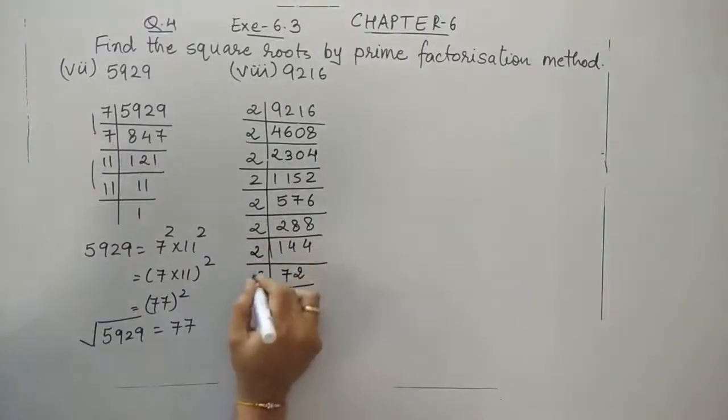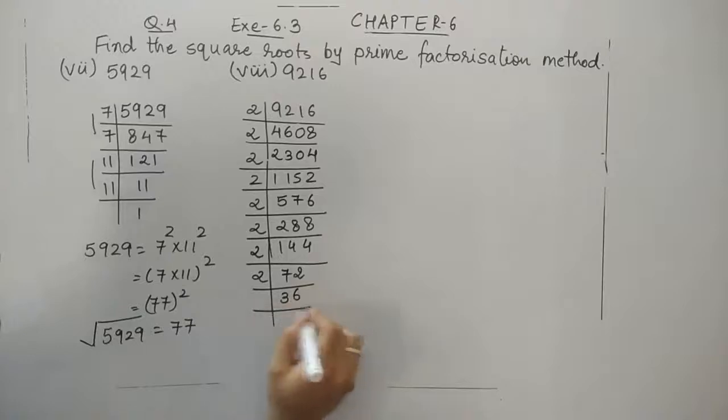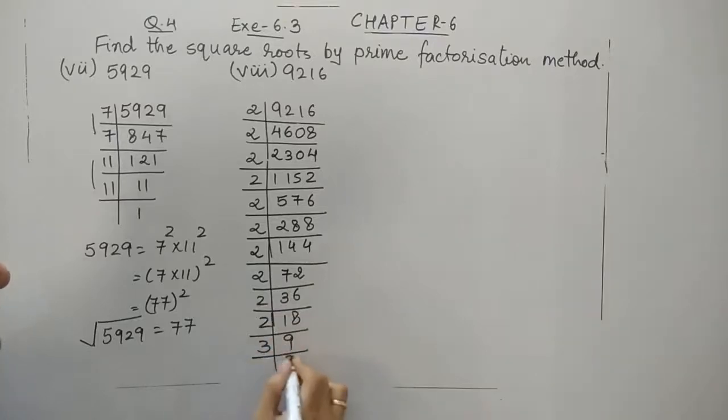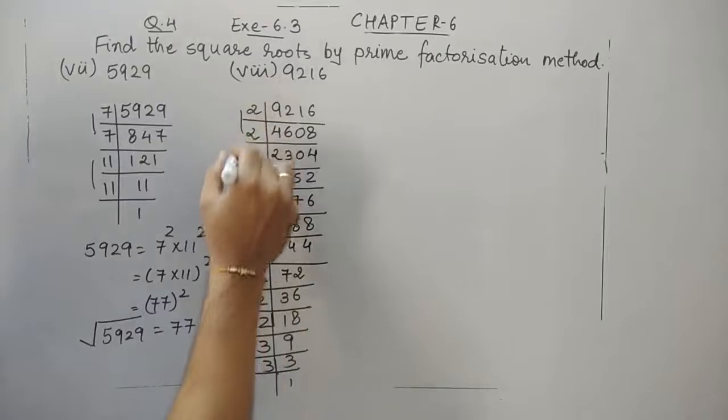72, 36, 18, and then 9, 3 and 1. So we can see that all the numbers are in pairs.